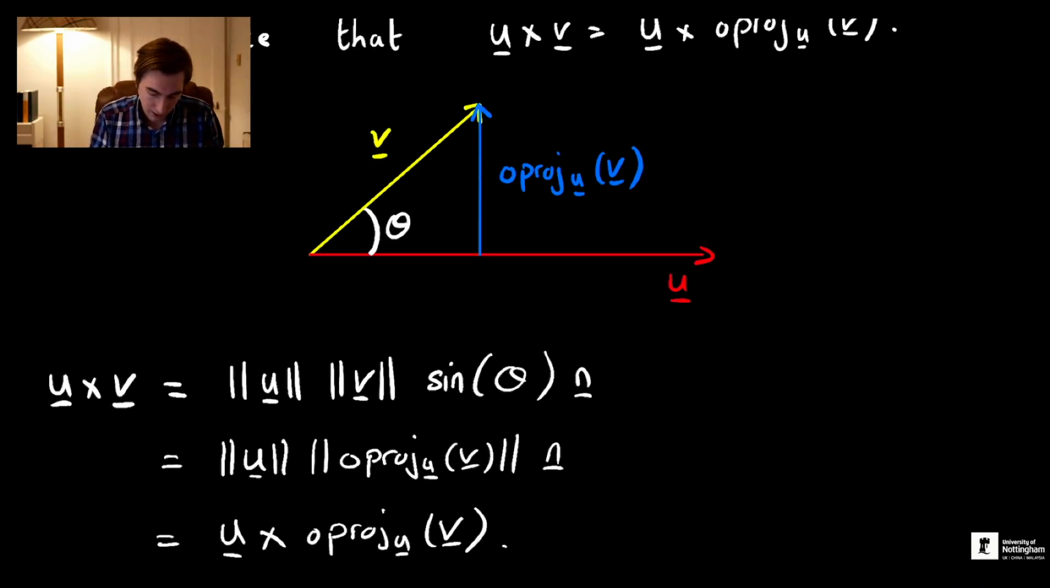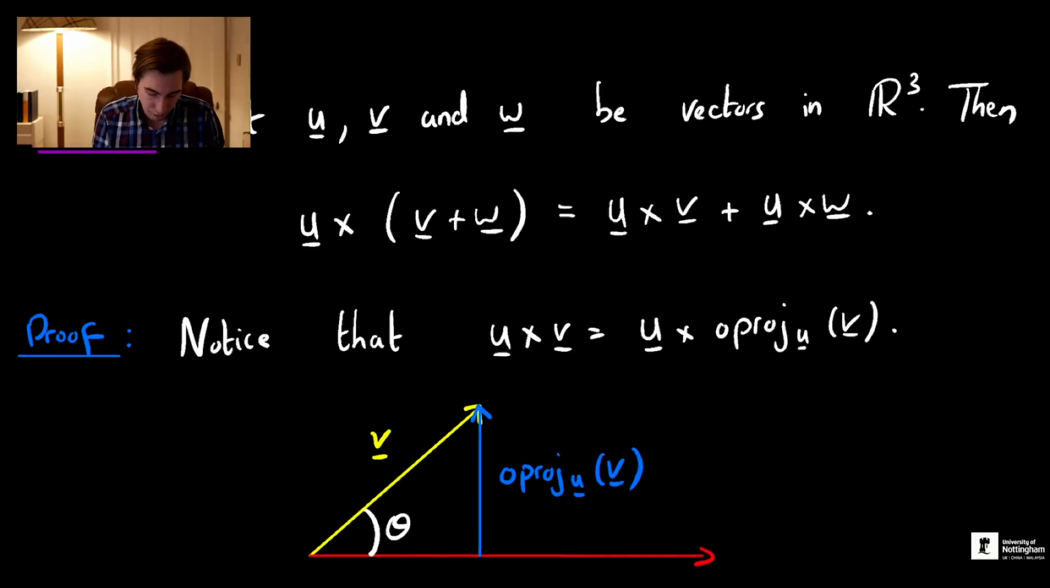Why is that going to be useful? Because when we start off, we're not going to look at the vector U cross V plus W. We're in fact going to realize that that is equal to U cross the orthogonal projection of V plus W. So let's look at now the orthogonal projection of V plus W.